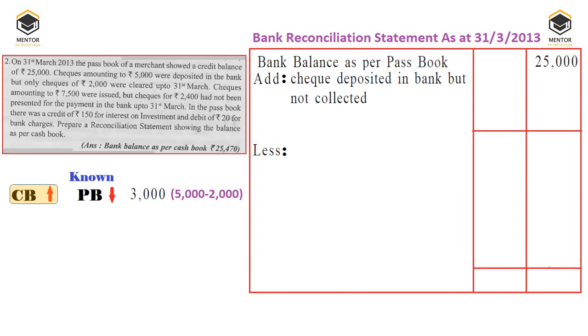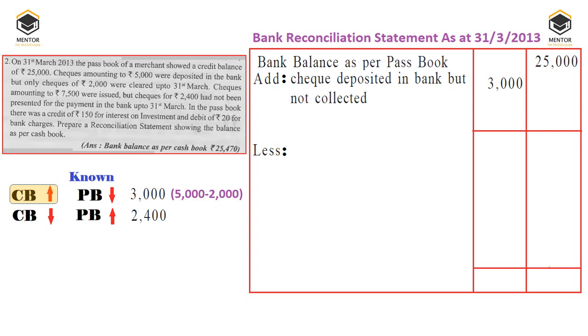The next item is checks amounting to rupees 7,500 were issued, but checks of 2,400 had not been presented for payment up to 31st March. In the sense, the rest of the checks were presented for payment. Clear? So cash book and passbook. Whenever we issue checks, what will happen? Our cash book balance will decrease. Whereas, how many were not collected by the bank, not cleared by the bank? Only 2,400. So the passbook balance will be more, with how much amount? Only 2,400, which has not been cleared.